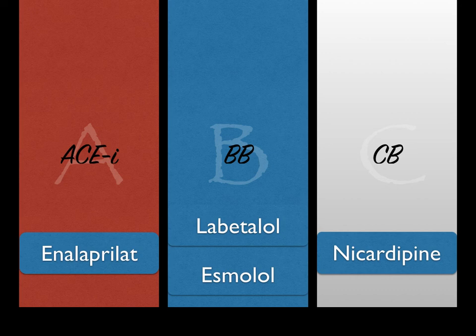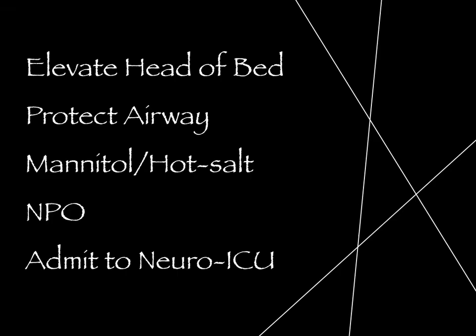The problem is it can raise intracranial pressure. So this is one time you really don't want to give a nitrate. You use your A, B, Cs for blood pressure. You also want to elevate the head of the bed and protect the airway, because once again, these people can decompensate quickly. If their brain herniates, they're going to stop breathing. Make them NPO so they don't vomit and aspirate, and admit to a neuro ICU.